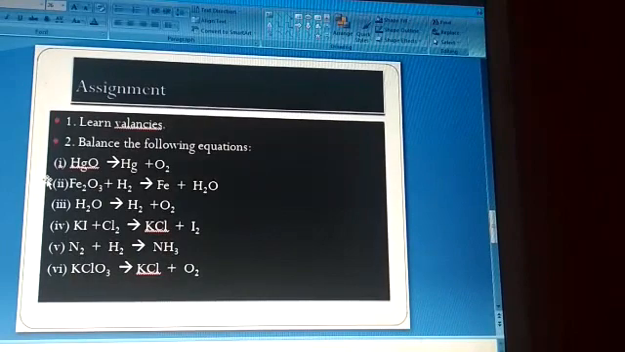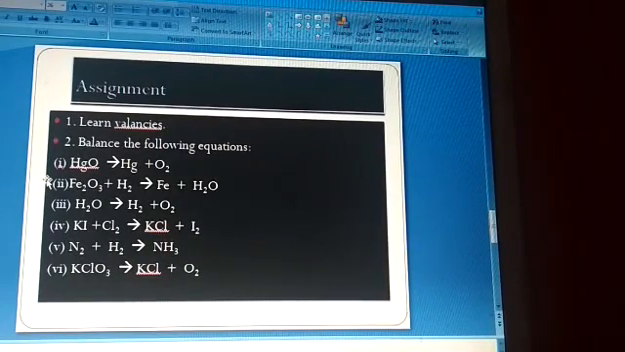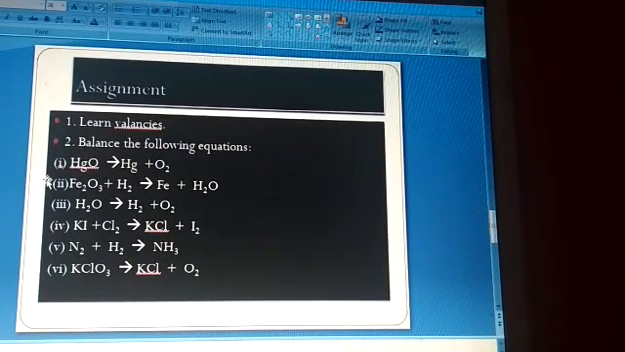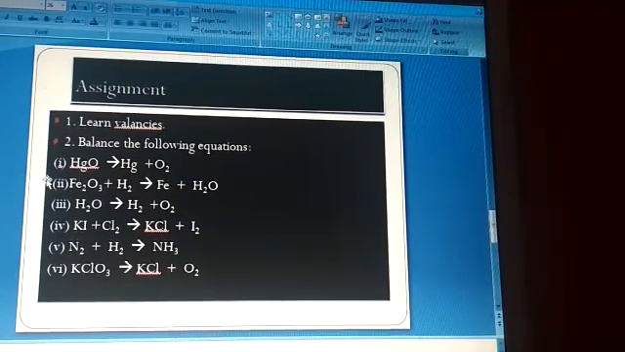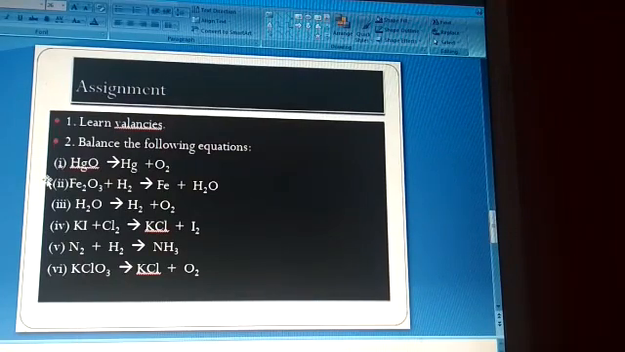The only thing to balance reactions, or to be a master of balancing equations, is to practice and more practice. That is why we are giving some assignments to you. First of all, learn valences, because by learning the valency, you are going to know the chemical formulae. If word equations are given, then you have to write the chemical formulae.